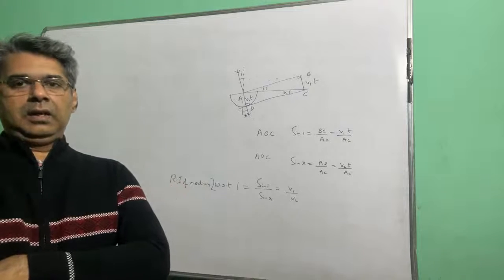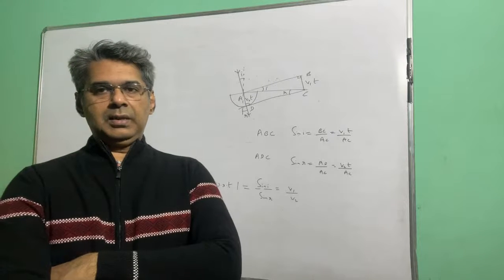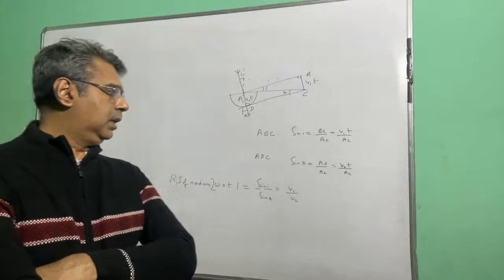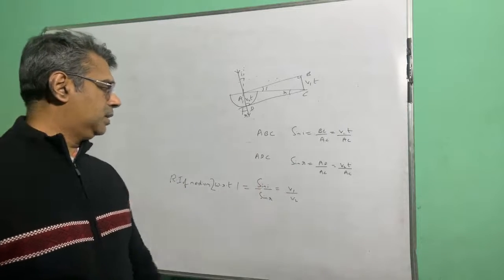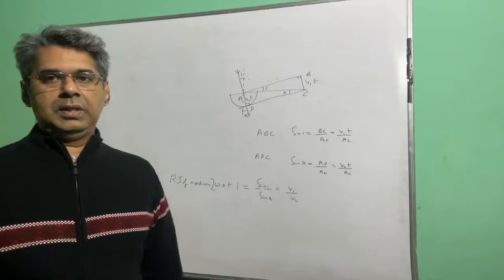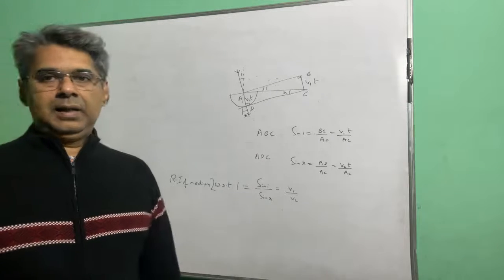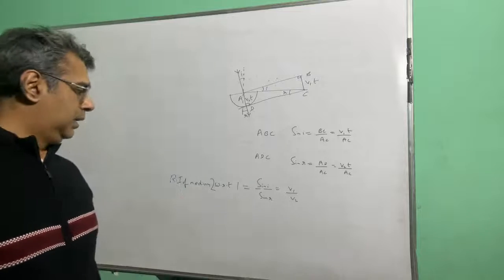Sin I and sin R will have changing values. If I and R keep changing, sin I and sin R will keep changing, but the ratio sin I by sin R will be a constant equal to V1 by V2. So this is the entire concept of refractive index.